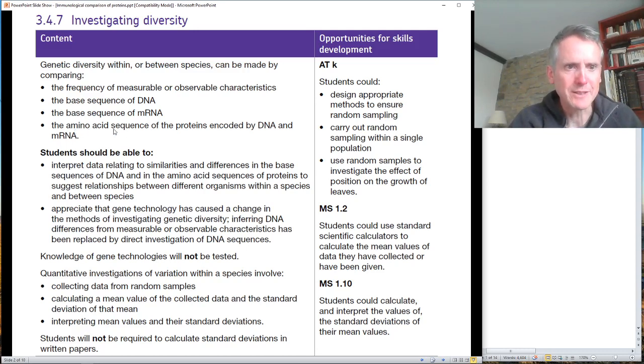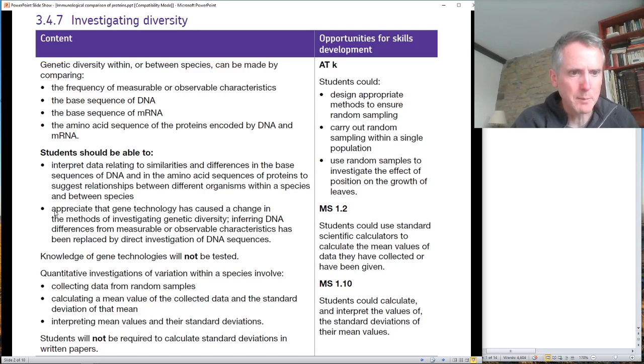Or I can look at the amino acid sequence of proteins. So it's all about comparing organisms by really comparing the DNA, either directly or indirectly by looking at the mRNA, or the amino acid sequence of a protein, or what we're going to do today, the shape of a protein. So we'll skip this first bullet point, but we'll get to it in a bit.